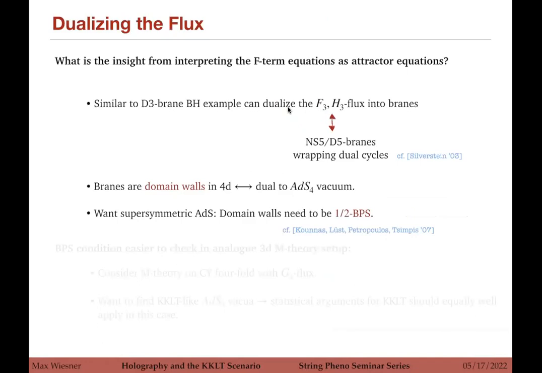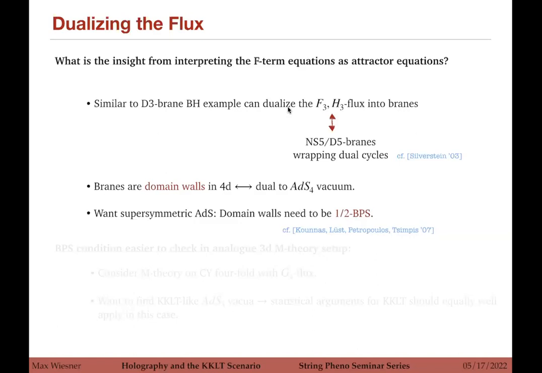Similar to the D3 brane black hole example that I just reviewed on the previous slide, one can dualize the F3 and H3 fluxes into branes, such that instead of the AdS vacuum, we look at the dual theory that is obtained in this case by NS5 and D5 branes wrapping the dual cycles. This was already suggested just after KKLT came out by Eva Silverstein.